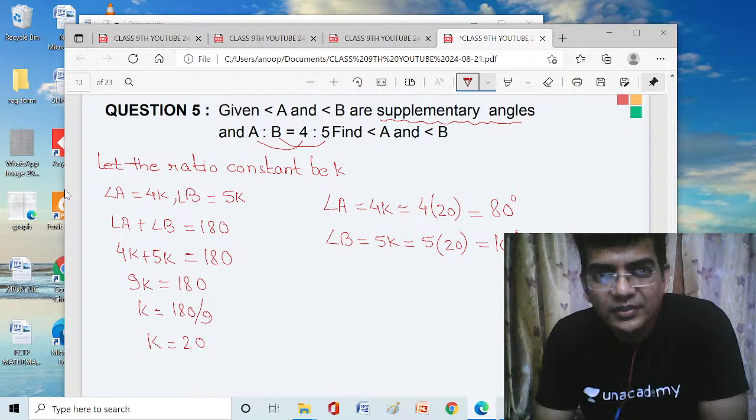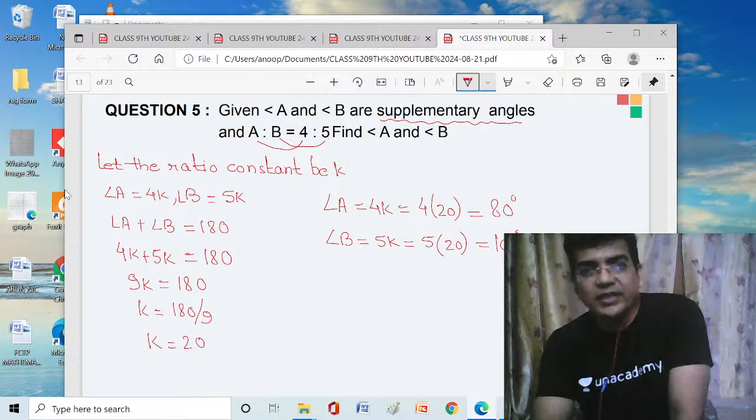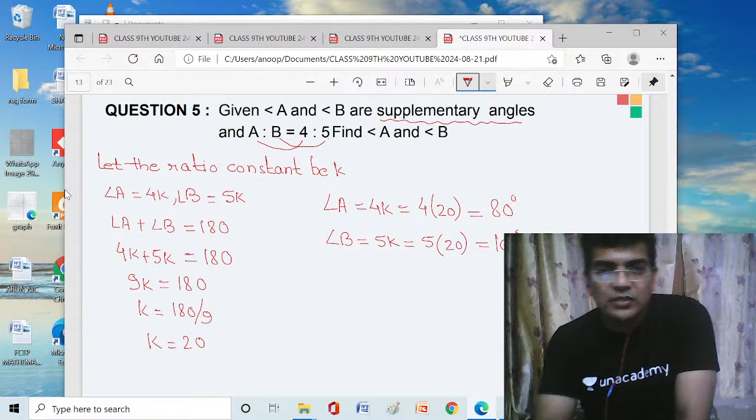So in the previous question, what we did was that the angles were complementary, right? So whenever angles are complementary, remember their sum is 90. And in this question, what we did is angles are supplementary. So whenever the angles are supplementary, you have to take the sum as 180. Let's move on to the next question.